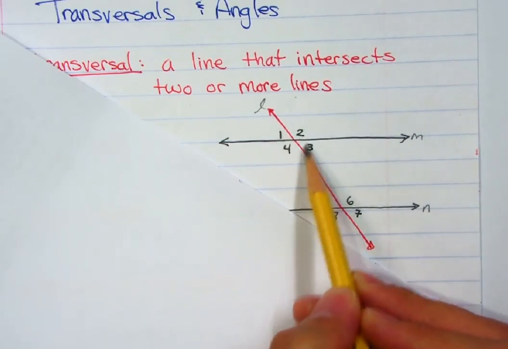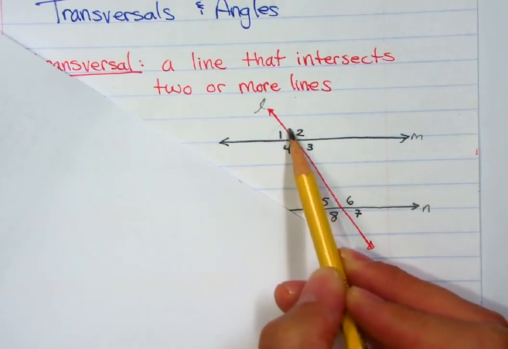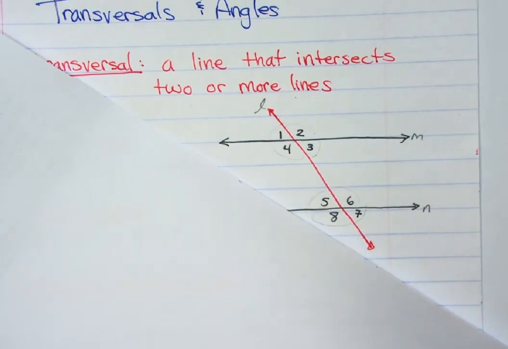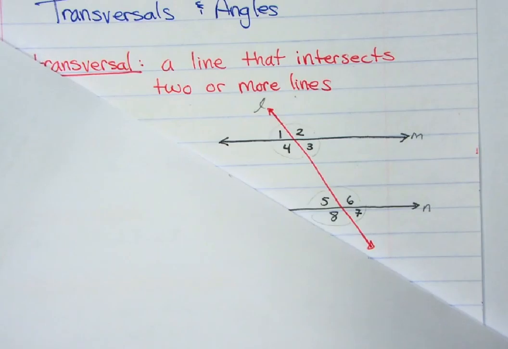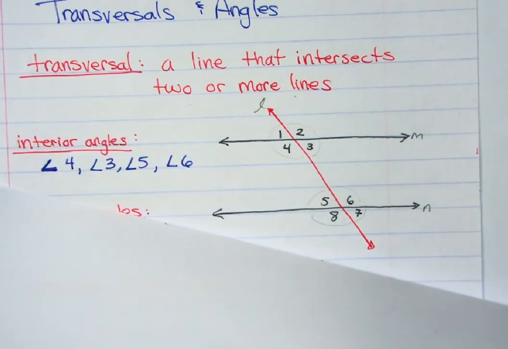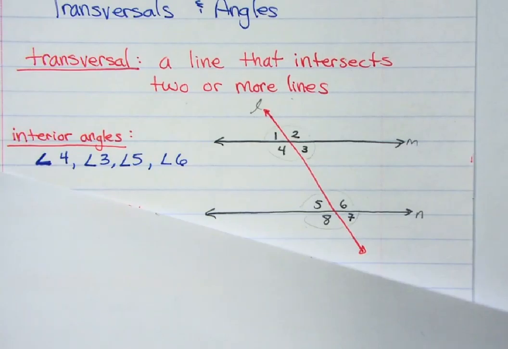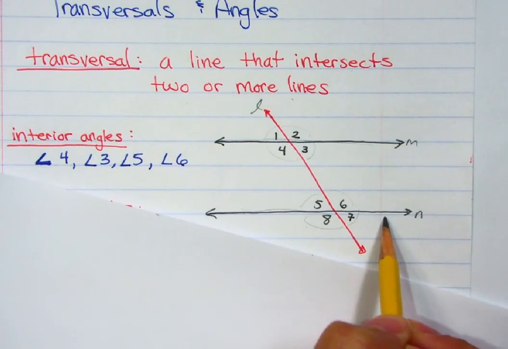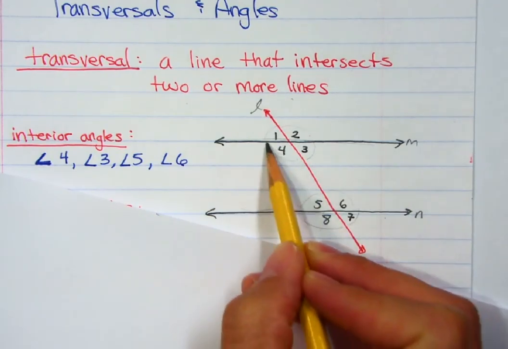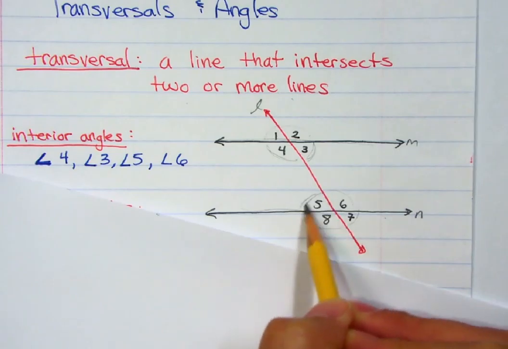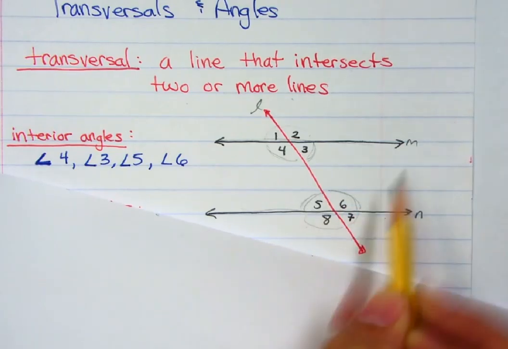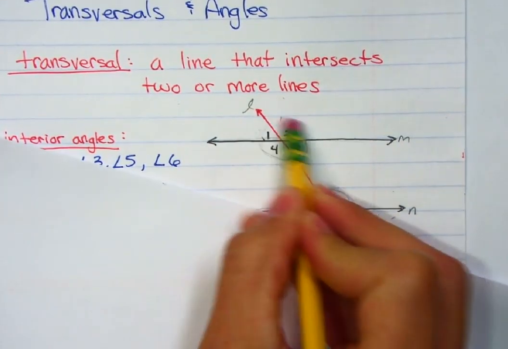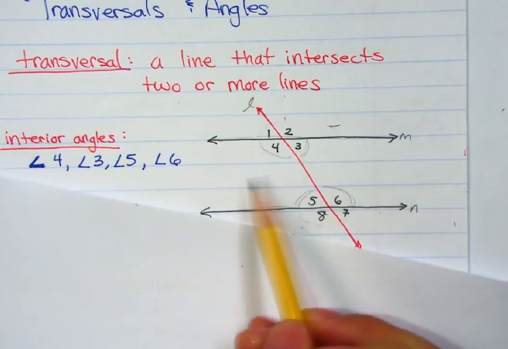And then I numbered all these different angles. We've got angle 1, angle 2, angle 3 and 4, 5, 6, 7, and 8. Those are all the different angles that this transversal creates. The first type of angle I want to talk about is interior angles. Interior angles are all the ones that are inside the parallel lines, in this case angle 4, angle 3, angle 5, and angle 6. Not angle 8 or angle 7, but the other ones here are all interior angles. They are inside of the parallel lines.